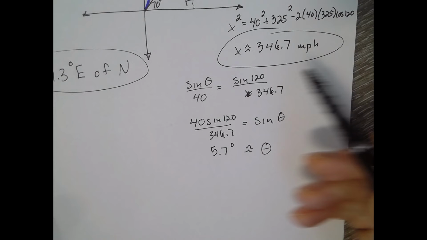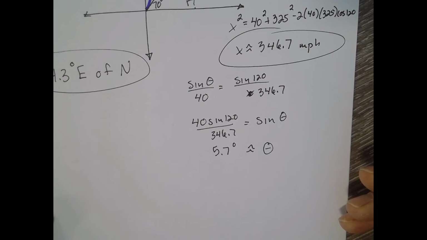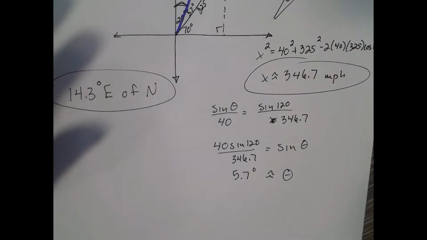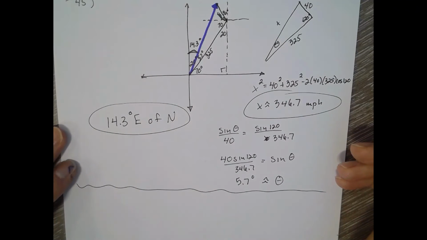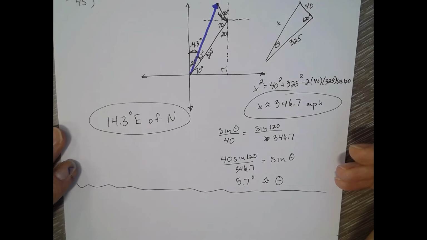346.7 miles an hour. Okay, so that's one way of doing this problem. If you are good with learning it that way, then you can stop watching the video. I'm going to show you a different way of doing it just by adding the components of the two vectors and getting the same result, hopefully.